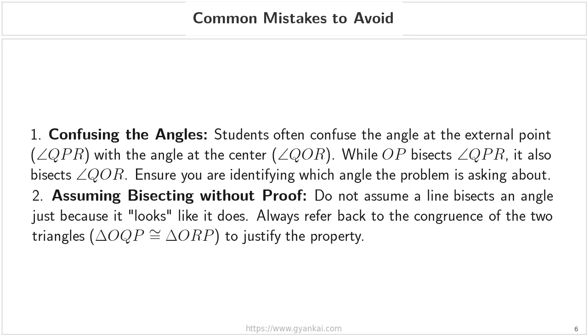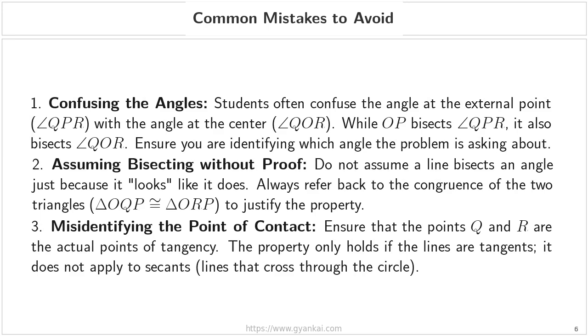Second, never assume a line bisects an angle just because it looks perfectly centered on your paper. In geometry, looking correct isn't a valid proof. If you are asked to prove that a line is a bisector, you must always refer back to the logic we used in slide 3. You need to demonstrate that the two triangles, triangle OQP and triangle ORP, are congruent. Without that connection to congruence, your proof is incomplete.